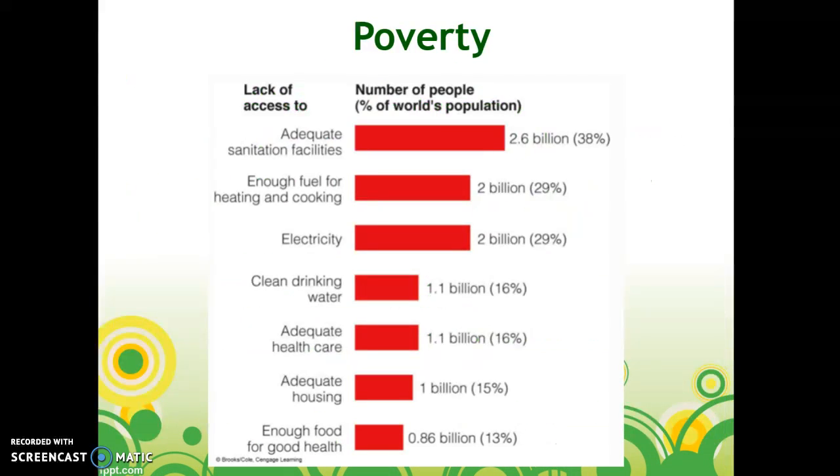Premature death is much higher in impoverished areas. So this figure is right out of your book. This shows the percent of the world's population that has lack of access to the following things. So if you look at this, it's quite startling.